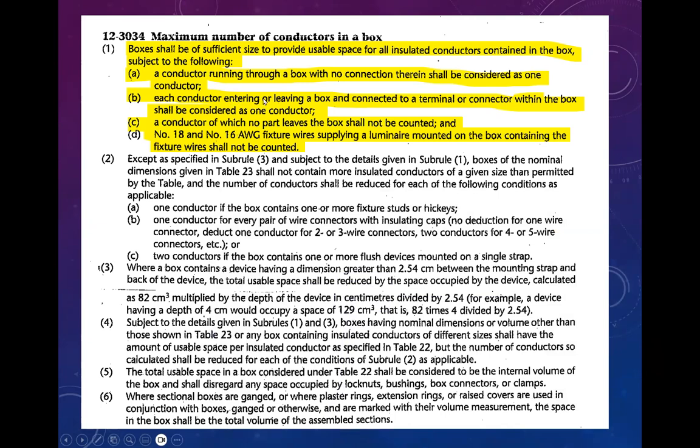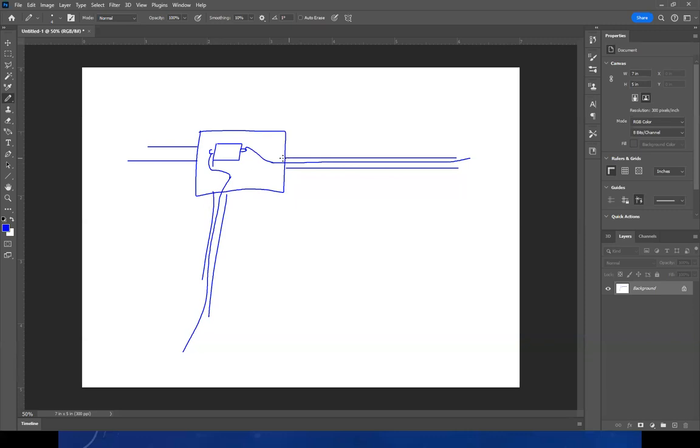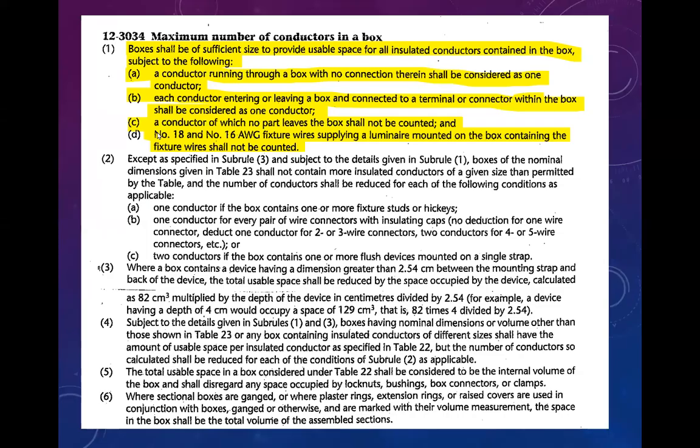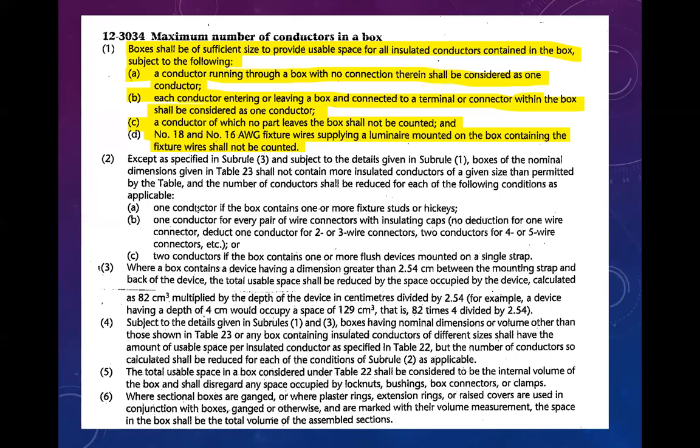Each conductor entering or leaving the box. So here's a conductor entering or leaving the box, and here's another conductor entering or leaving the box. Each conductor entering or leaving the box and connected to a terminal or connector within the box shall be considered as one conductor, which means we have one and two conductors out of that one right now. So we're counting that as two. All right.